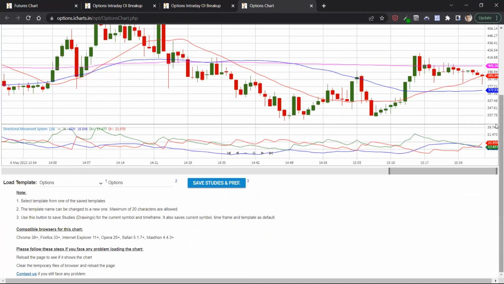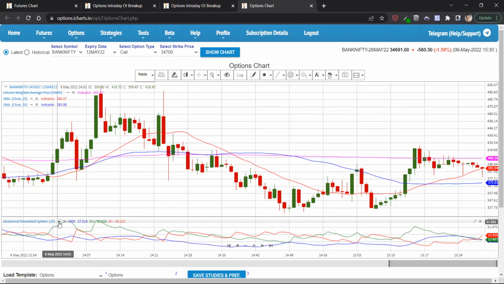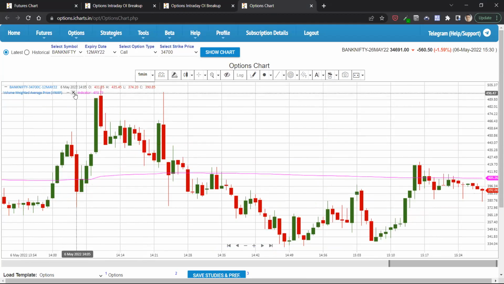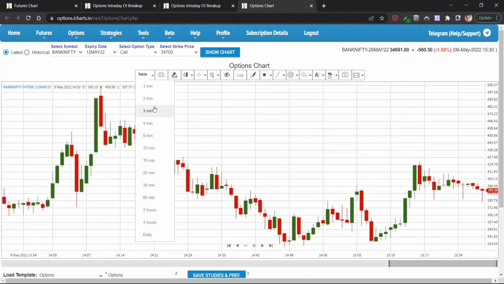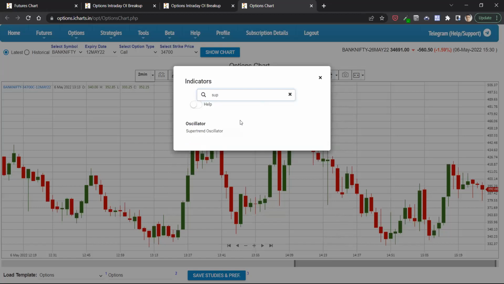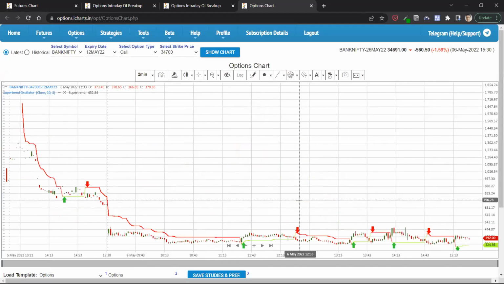Let me go to this chart for 1 second. I'll turn this off. And let us go forward. You can have your own indicators. I'm just giving an example here. It just does not mean that you should go for this.